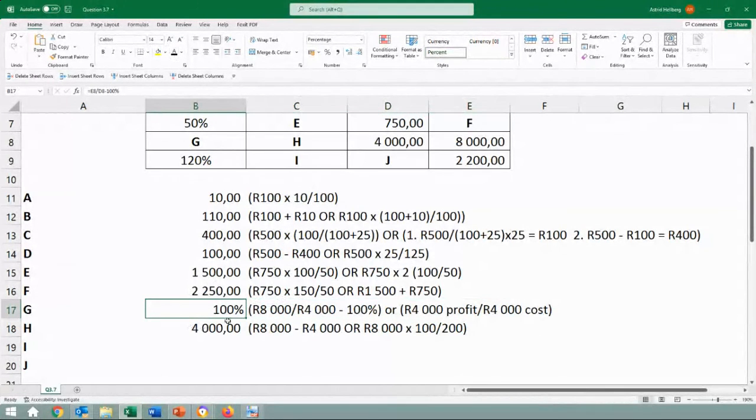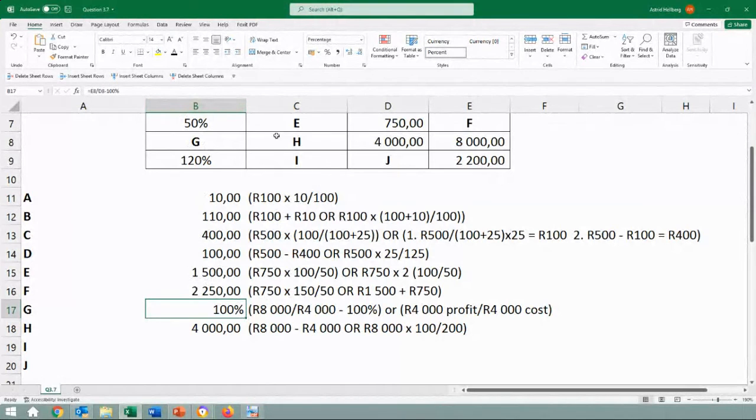Okay, if you worked out the percentage before that, there were other ways to work it out as well. So if you worked out the cost first, you would use the second option. Alternatively, you could have taken the 8,000 divided by the 4,000 to work out what is the percentage, and then you deduct 100% to get to the percentage. So that is an alternative way of calculating it.